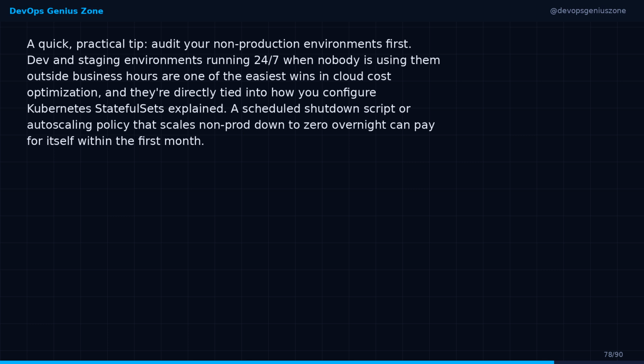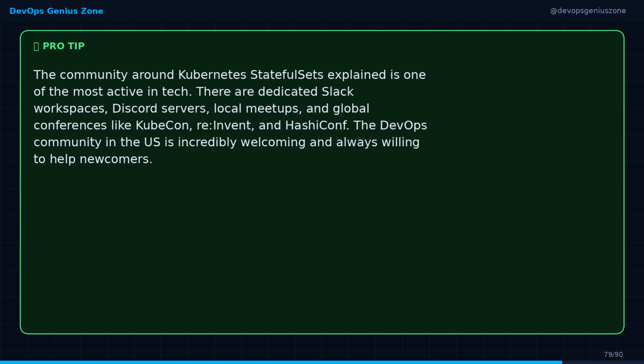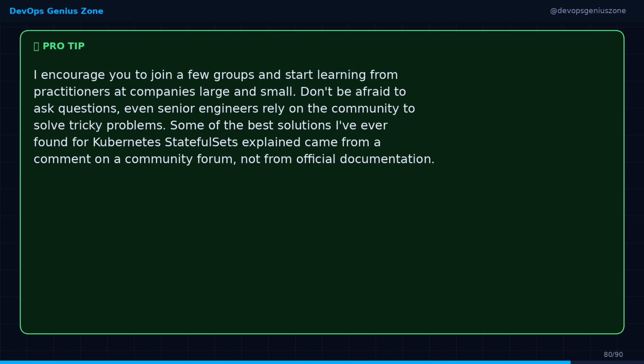A quick, practical tip: audit your non-production environments first. Dev and staging environments running 24/7 when nobody is using them outside business hours are one of the easiest wins in cloud cost optimization, and they're directly tied into how you configure Kubernetes StatefulSets explained. A scheduled shutdown script or autoscaling policy that scales non-prod down to zero overnight can pay for itself within the first month. The community around Kubernetes StatefulSets explained is one of the most active in tech.